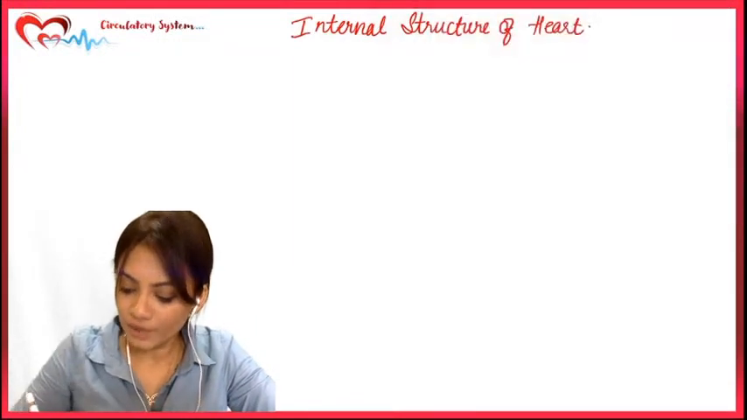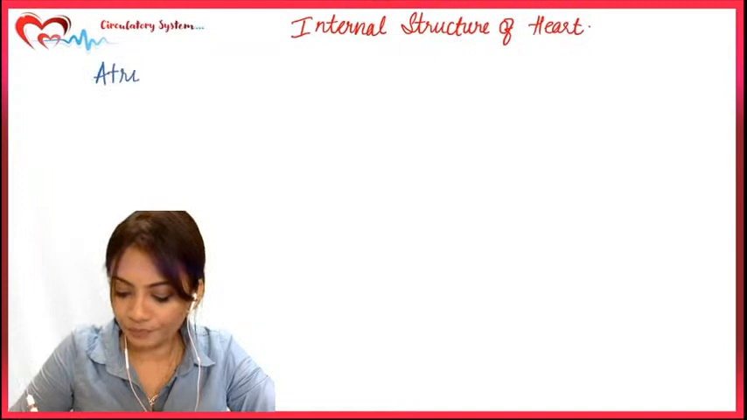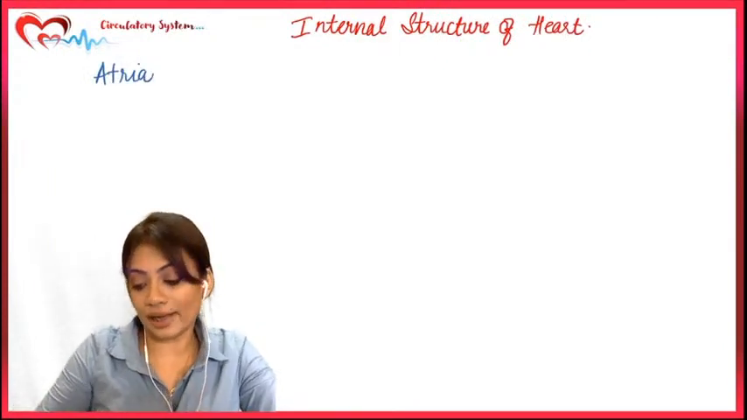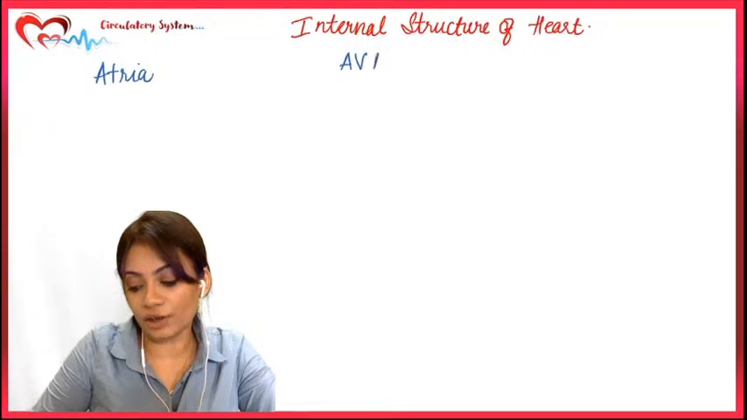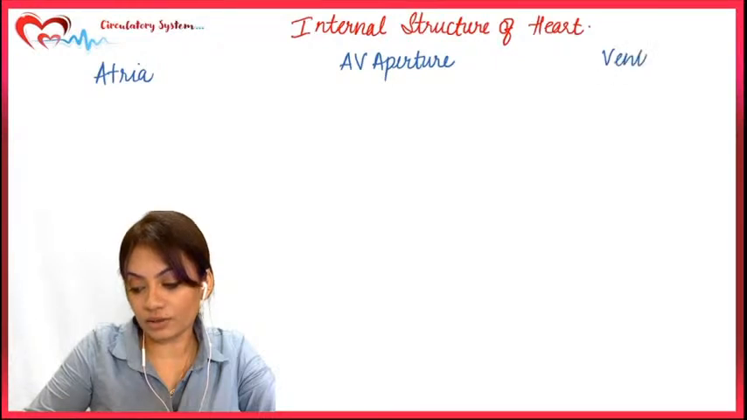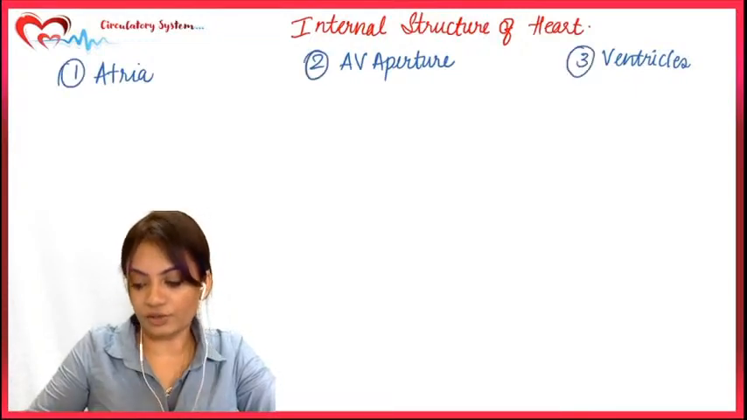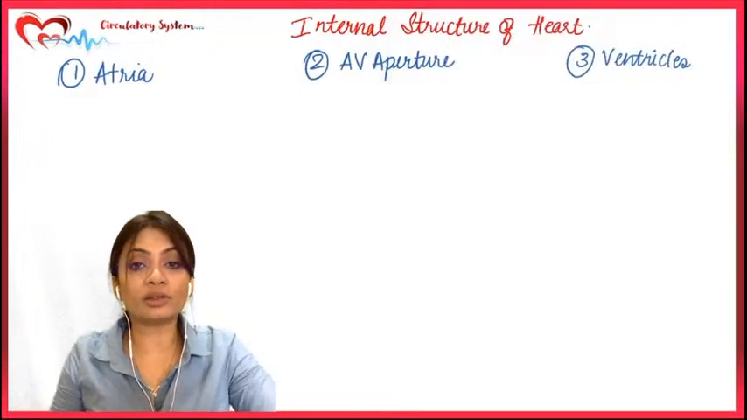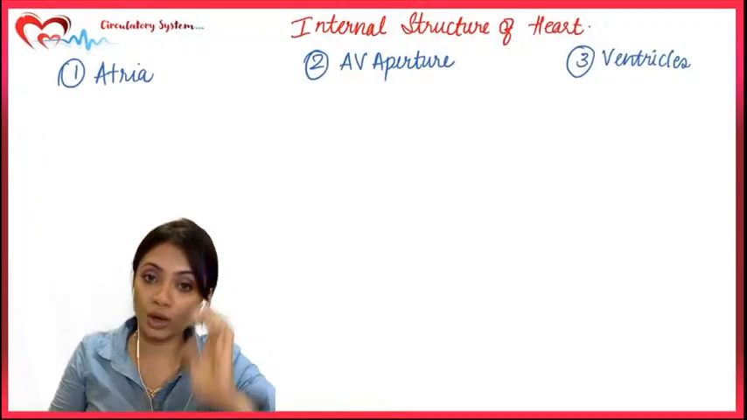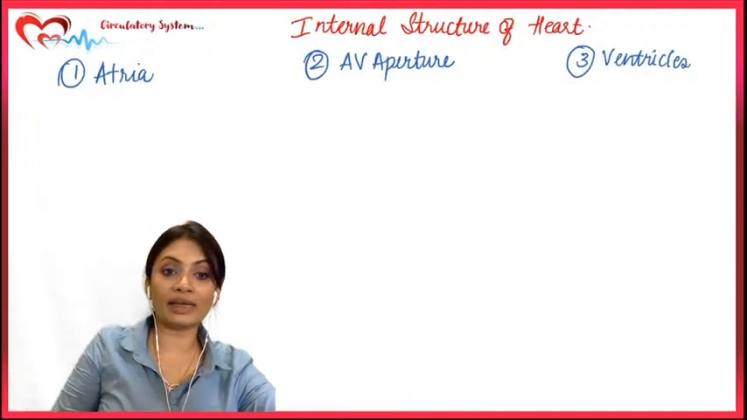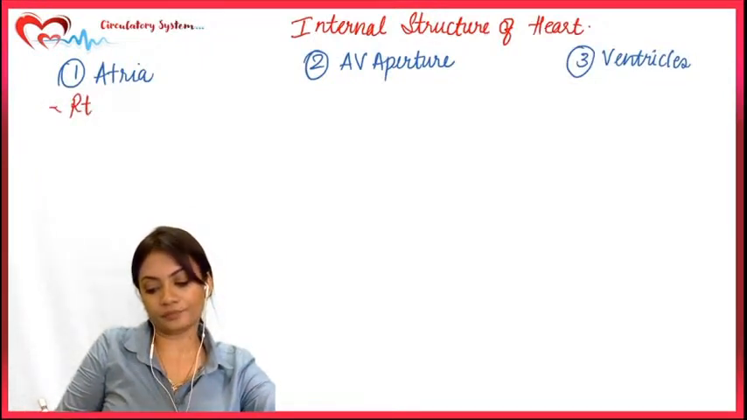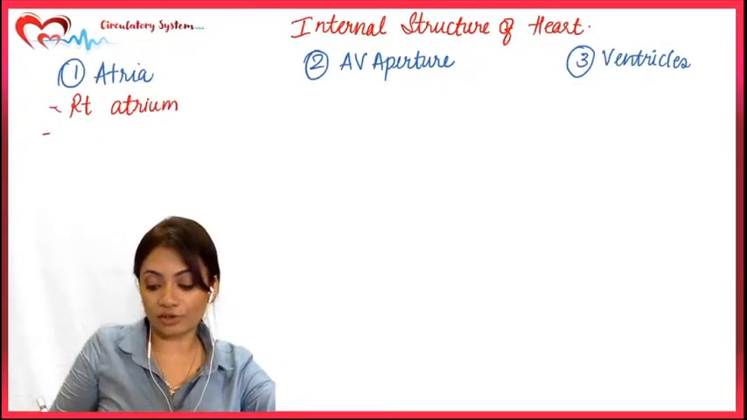Let me write that in blue. The first region was the atria. The second region was called the atrioventricular aperture, and the third region was the ventricles. Okay, so now these are the 3 regions: 1 atria, 2 AV aperture, 3 ventricles. Alright, let's continue. When we talked about the atria, the first thing that we learnt about was the right atrium. So we're going to be beginning with the right atrium. Alright, after that we spoke about the interatrial septum.